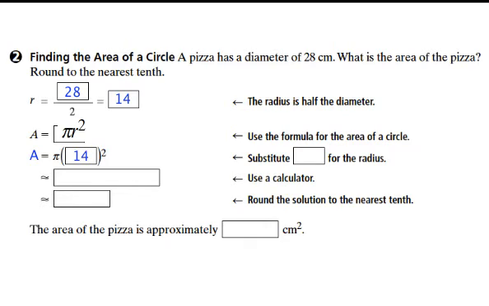We can do that multiplication and squaring on our calculator. Do the squaring first. 14 squared times 3.14 is going to give us 615.44. Now the direction said to round to the nearest tenth, so this rounds to 615.4 centimeters squared. So the area of the pizza is approximately 615.4 centimeters squared.